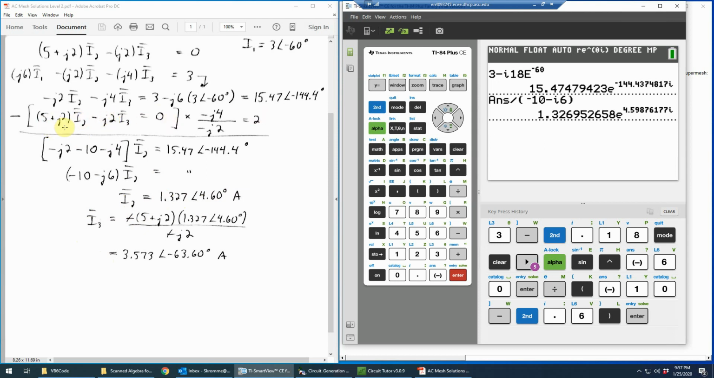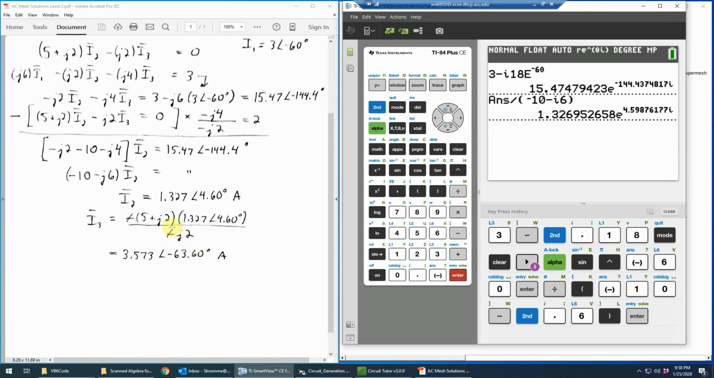So I will just subtract this term from both sides. So I have negative quantity 5 plus J2 times the I3, which is this value, so I've inserted that there, divided by the coefficient here of I3, which is negative J2. And then those minus signs cancel out, as I've crossed them out there.